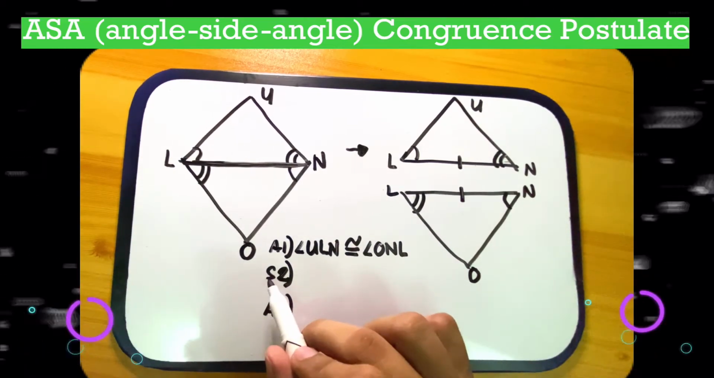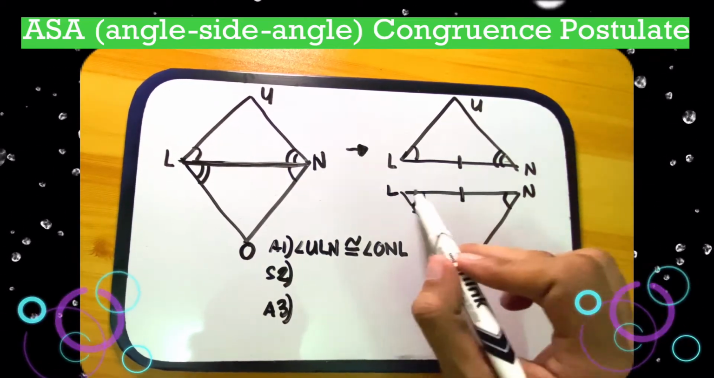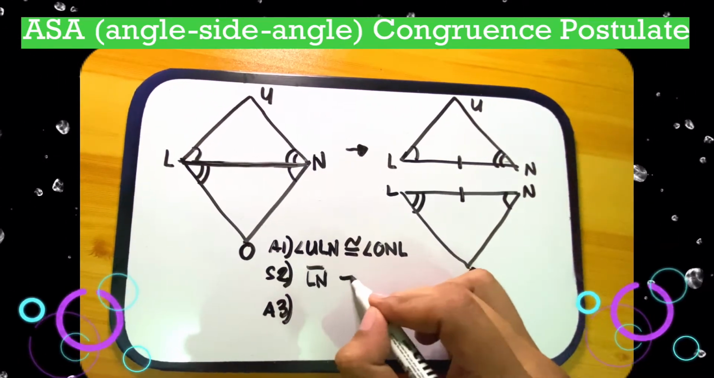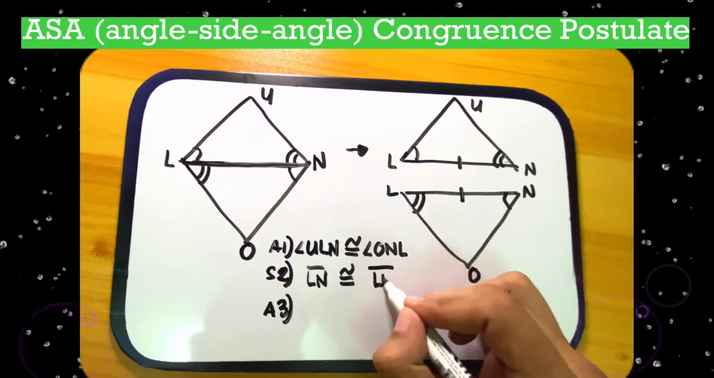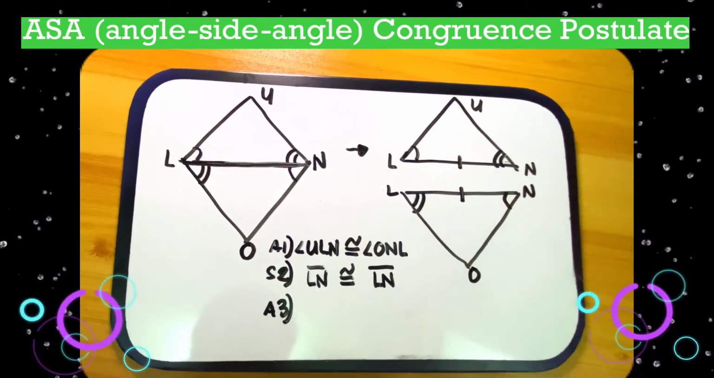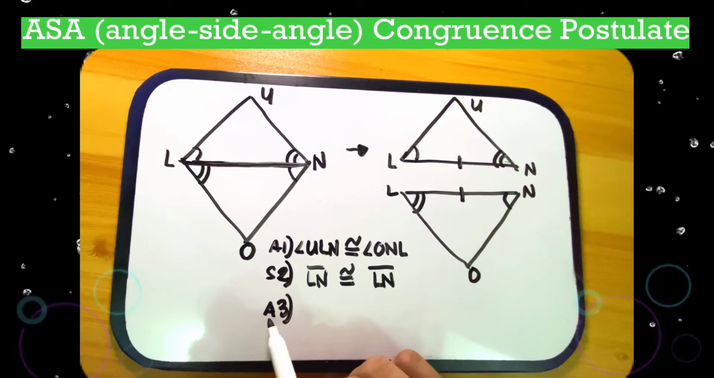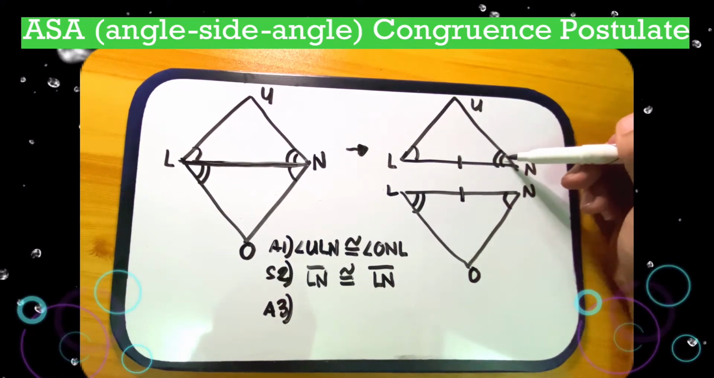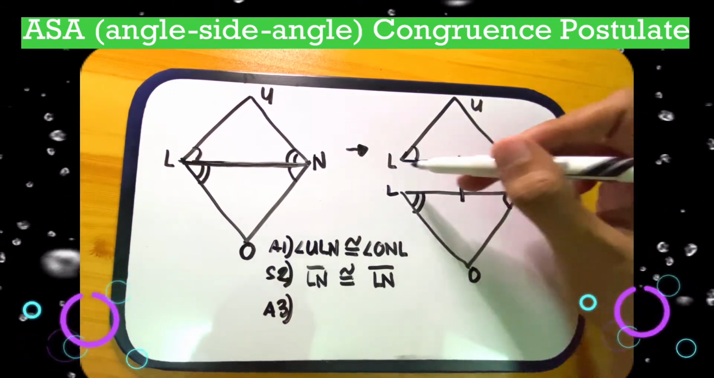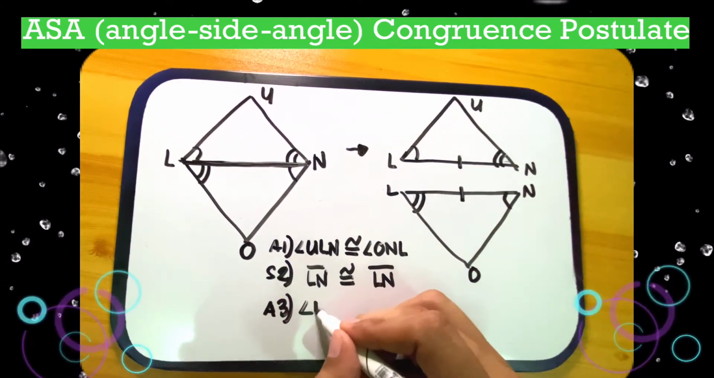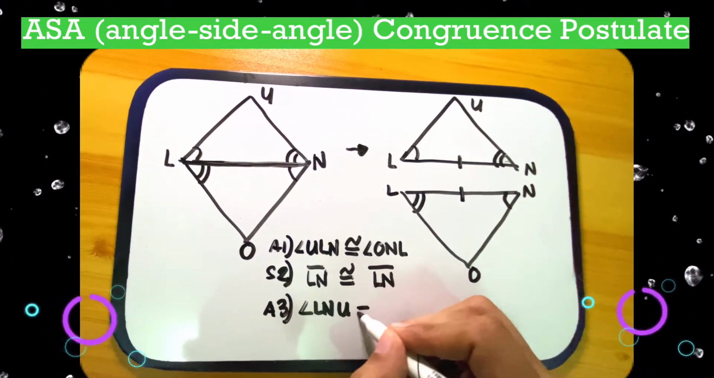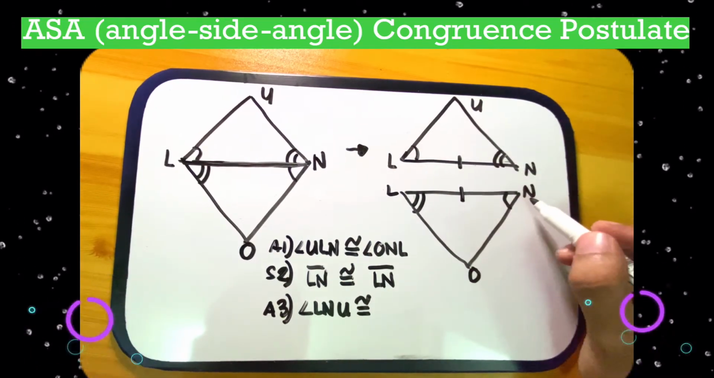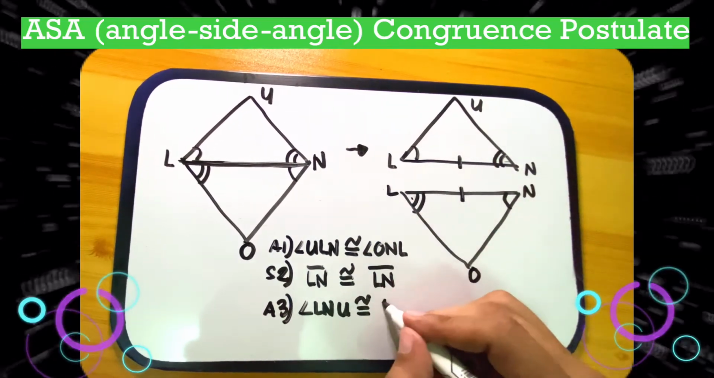Next is the included side, the common side of the two triangles. So side LN is congruent to side LN by reflexive property. Next, the second angle. So here, angle N. We can write angle LNU is congruent to angle NLO.